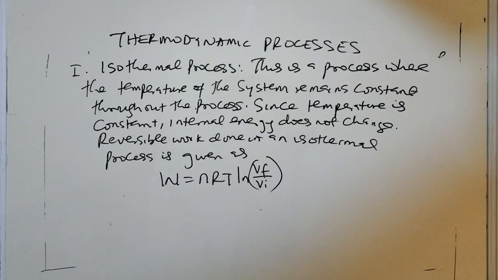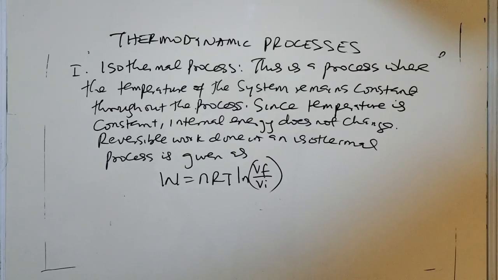So the isothermal process is a process where the temperature of the system remains constant throughout the process. So any process where temperature remains unchanged or constant is said to be isothermal. Iso means the same temperature. So since temperature is constant, internal energy does not change. The value of U remains constant.